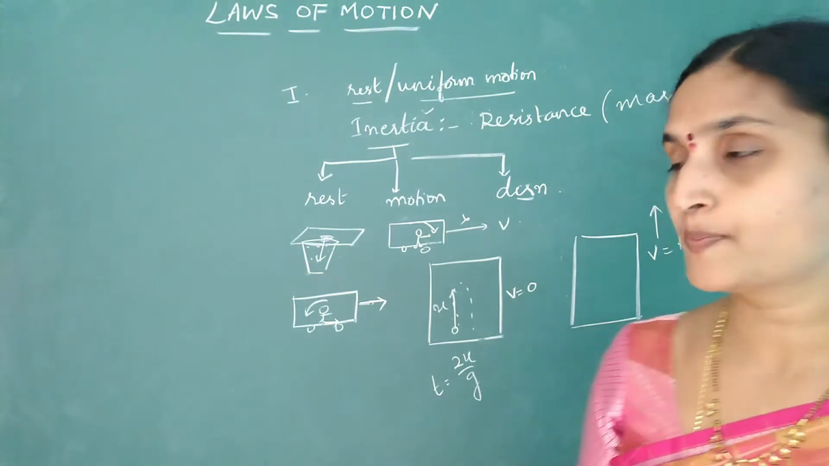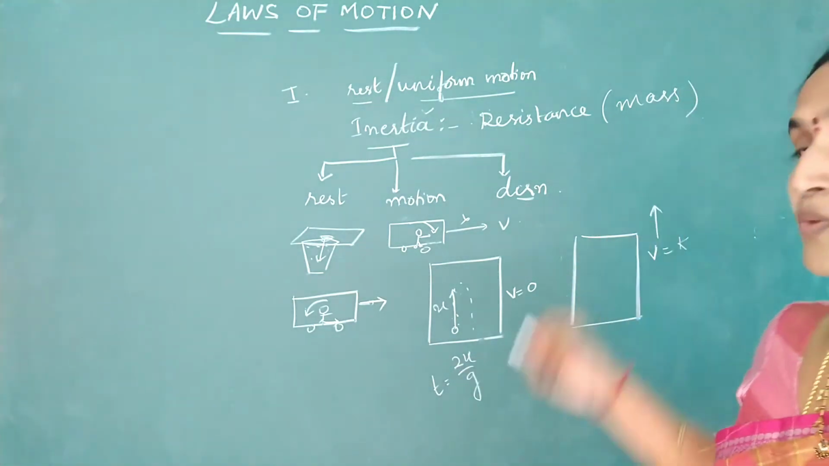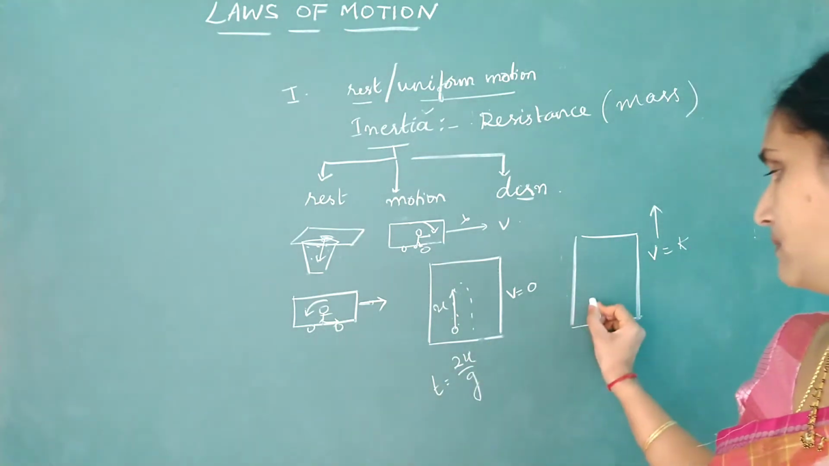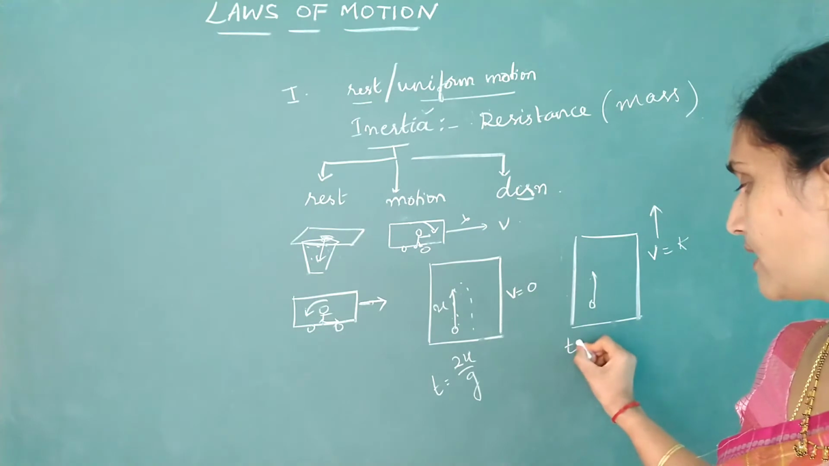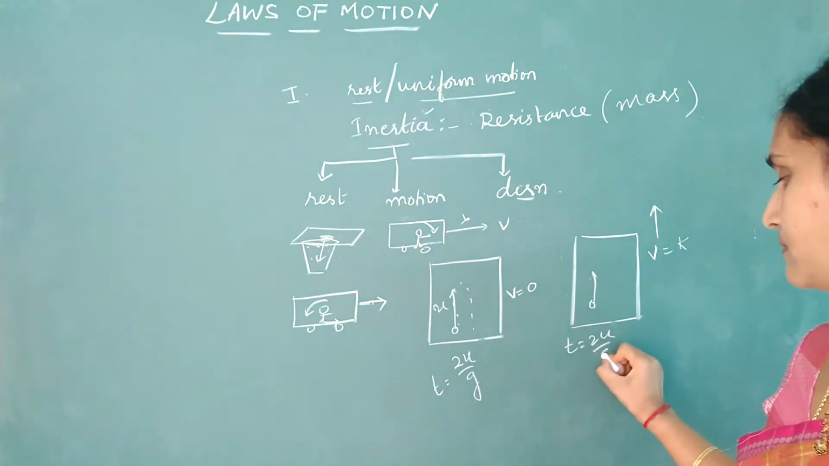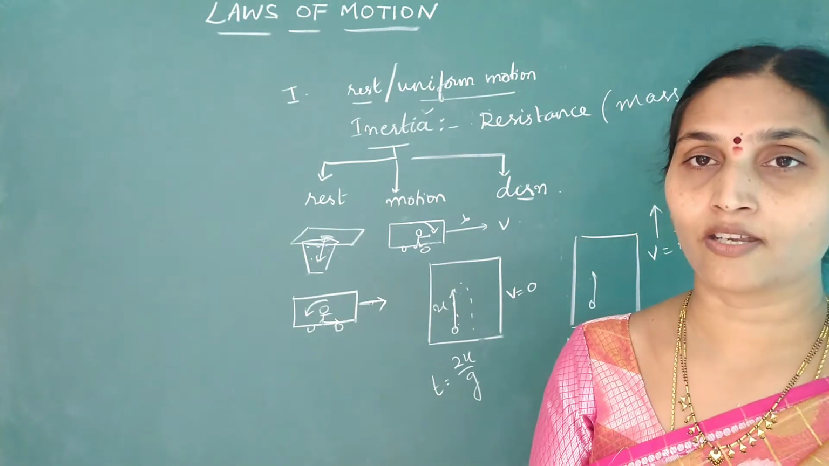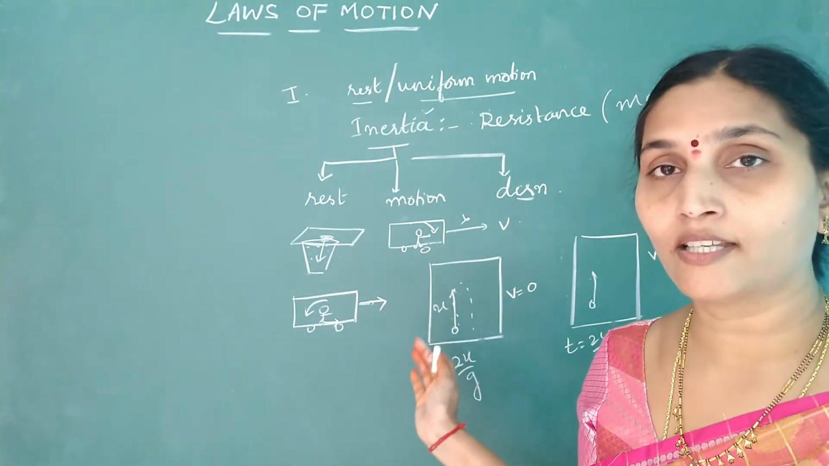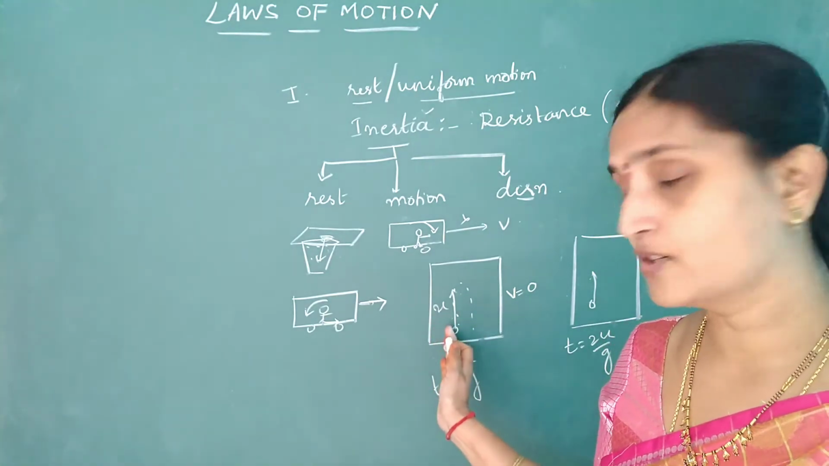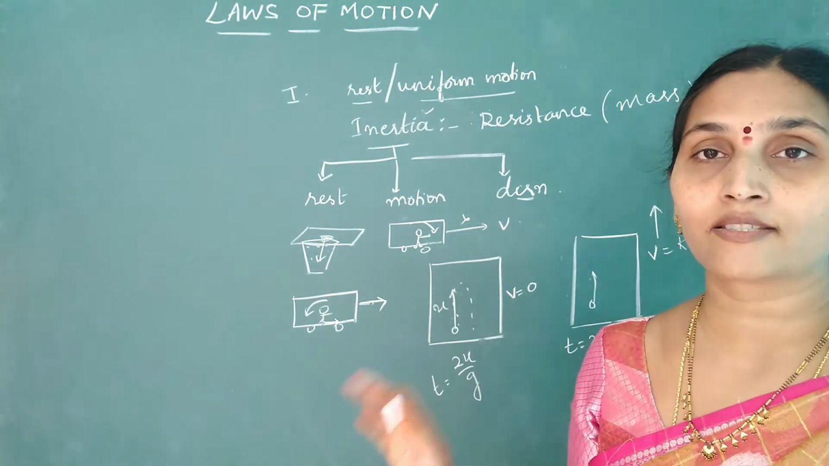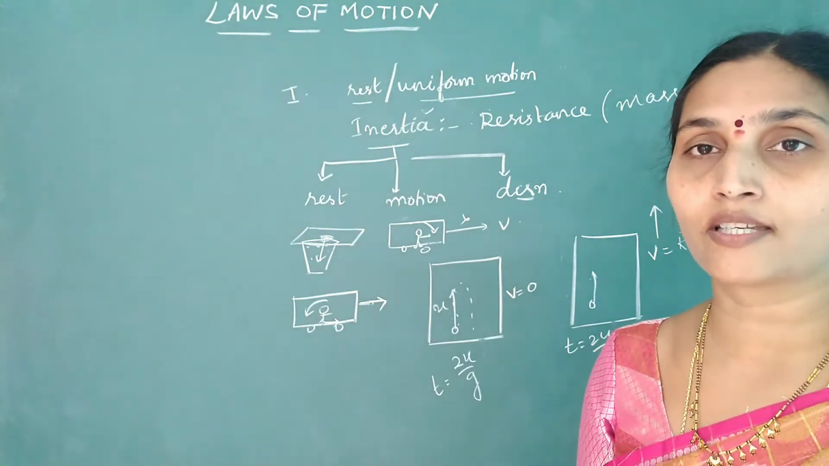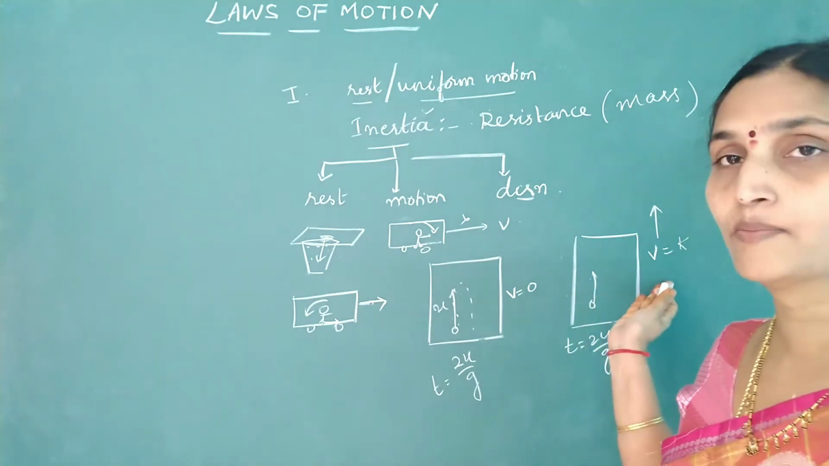Now repeat the same experiment in this system, which is moving up with constant speed. If a body is projected up with a speed u, then you will get the same time of flight, that is 2u by g. So whatever experiment you have done in a system at rest, the result will remain the same even if it is done in a system which is in constant, uniform motion.